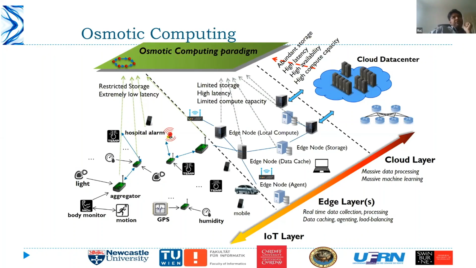Putting all this together, we came up with something called the osmotic computing paradigm that glues together the IoT layer, cloud layer, and edge layer. But of course, this is conceptual. Now we need to look into what kind of research we need to do to actually enable this vision of osmotic computing. So I will go into that.